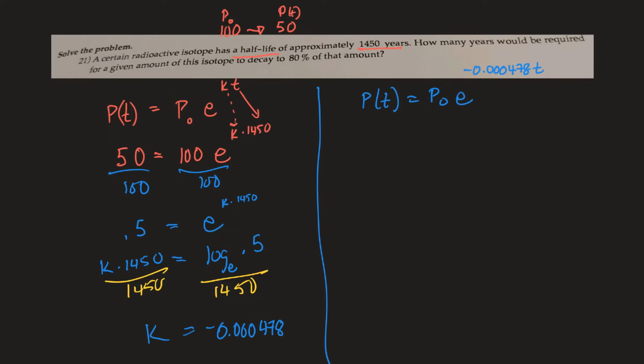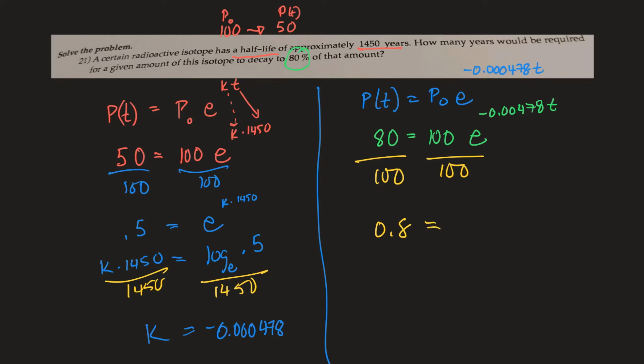Then they say, how long would it take for this given amount to decay to 80%? In this case, I'm going to start at 100%, but I'm not decaying to 50, I'm decaying just to 80% of that. So the time should be a lot less than 1450 years, because that's how long it takes you to get all the way to 50. If I'm only going to 80%, it should take less than 1450 years. Okay, 80 equals 100 e to the negative 0.000478 t. I have an equation where I know everything except for t. First thing I'll divide this side by 100, this side by 100. So I'll get 0.8 equals e to the negative 0.000478 t.